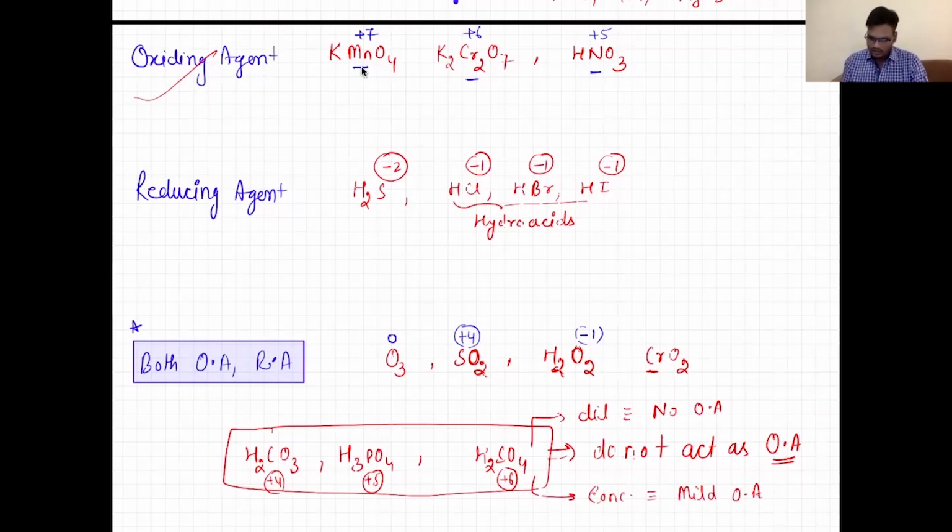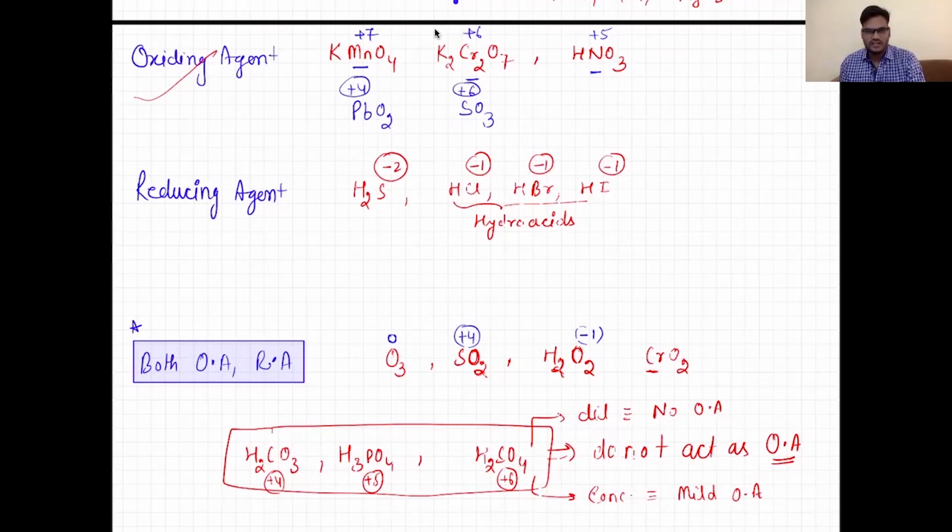There are some other examples: PbO2, SO3. We will discuss them in the next class. This is its maximum, right? If something is present in its maximum, then it will act as an oxidizing agent.